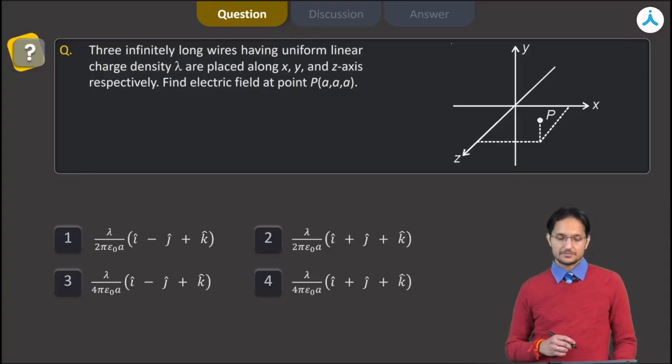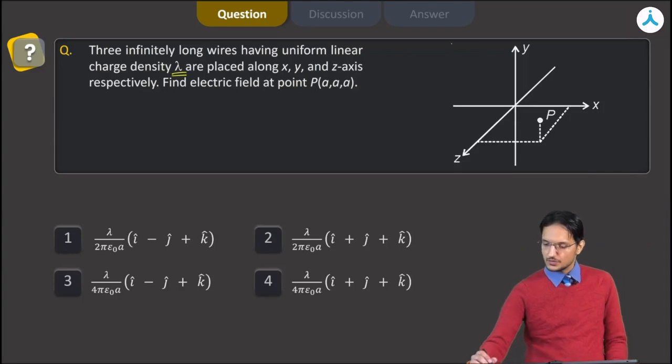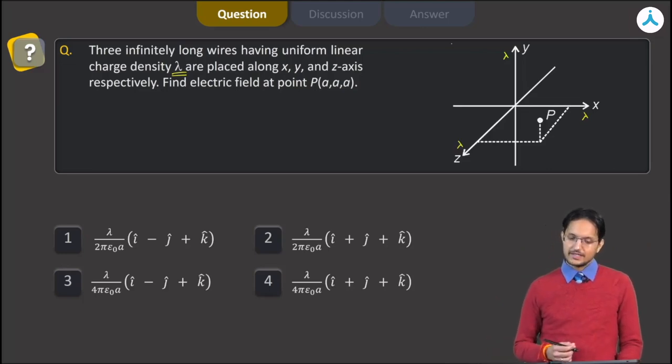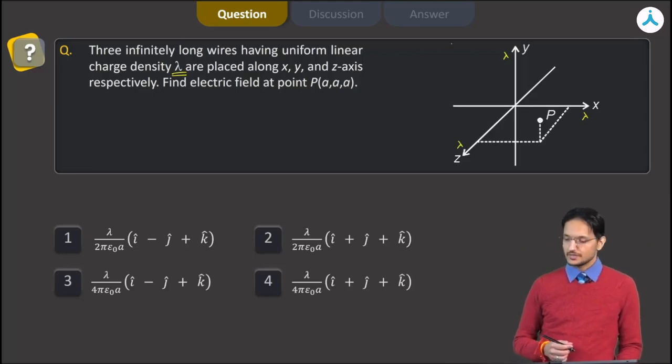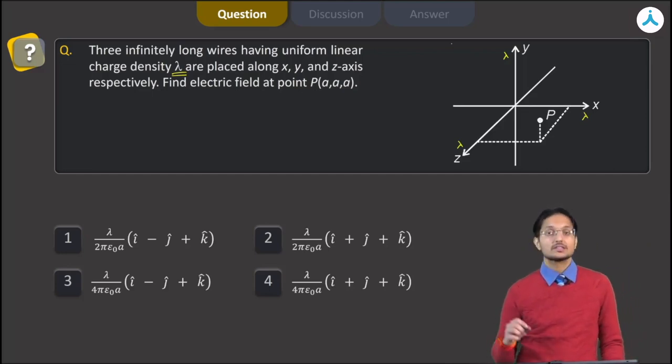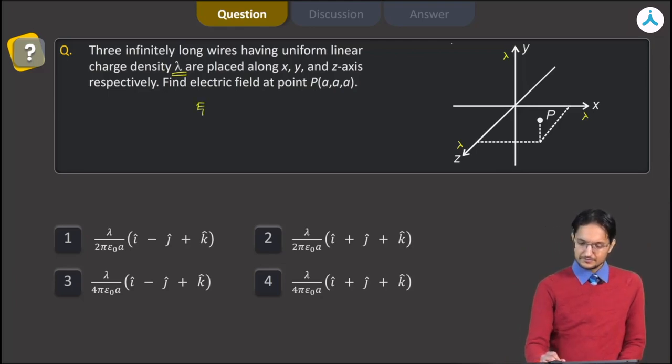Let's read out this question. Three infinitely long wires having uniform linear charge density lambda are placed along x, y and z axes respectively. Alright, so one is along this, this is lambda, this is lambda, this is lambda. Find electric field at point A, comma A, comma A. Alright, it's a symmetric point, we can see this, it's given in the diagram. So we need to find E_P vector.